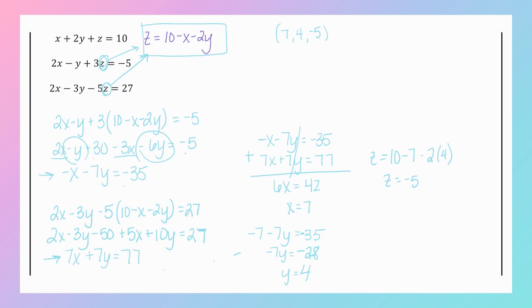Now I'm going to check the third one. 2 times 7 is 14, minus 3 times 4 is 12, plus 5, minus 5 times negative 5 is plus 25, and I get 27. So 7, 4, negative 5, I have validated that solution and I'm ready to move on.